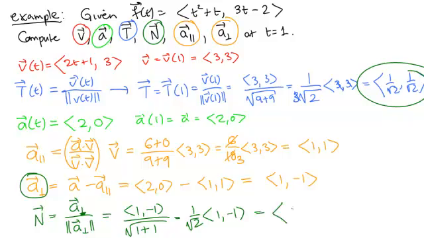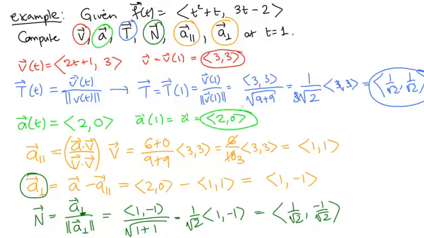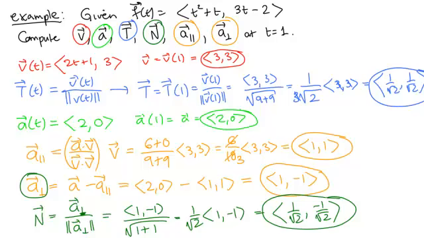That's equal to the vector 1 over root 2, comma negative 1 over root 2. And so now we've worked out all of the individual pieces. We have the velocity vector 3, 3. We have the unit tangent vector 1 over root 2, 1 over root 2. We have the acceleration vector 2, 0. We have the component of acceleration in the tangential direction, 1, 1. We have the component of acceleration normal to the velocity. And finally, we have the unit normal vector.